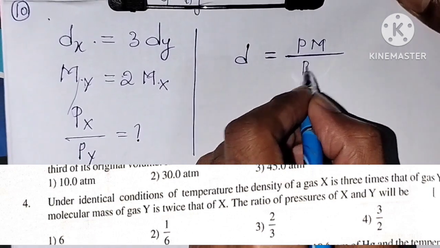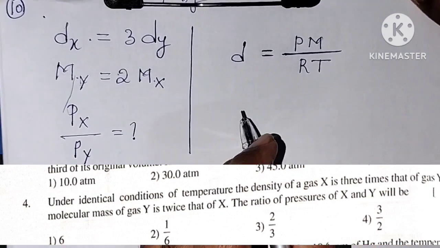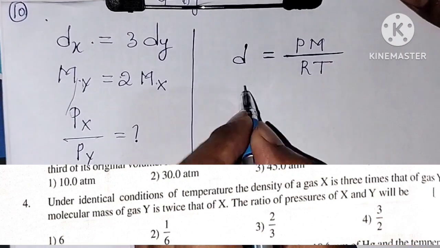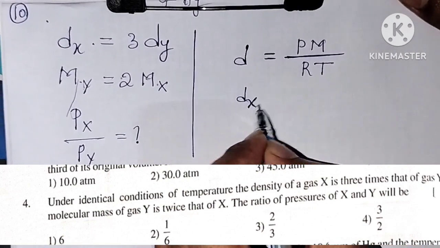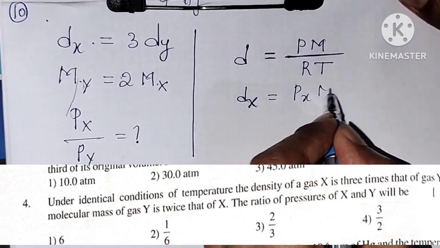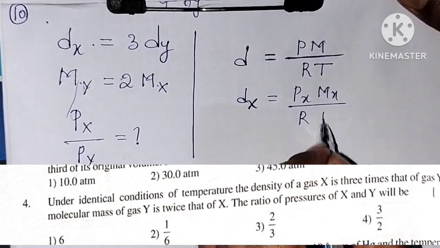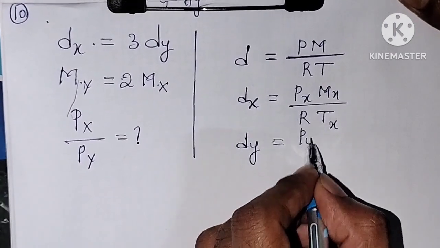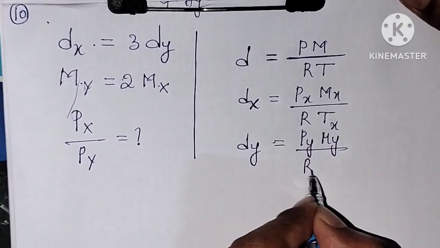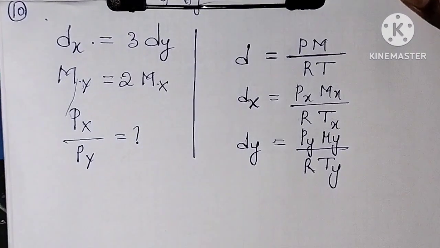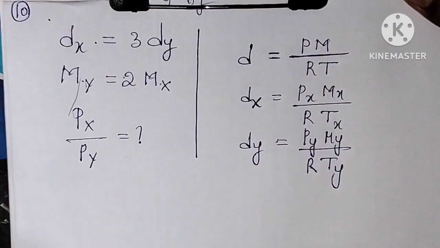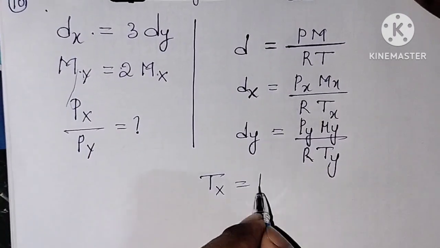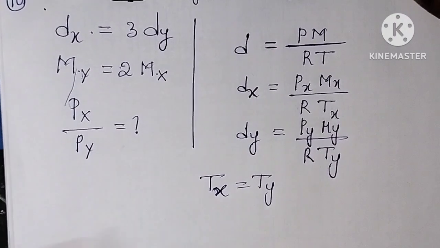D is equal to PM by RT. Given identical conditions of temperature, the temperature is constant. So dx is equal to px mx by R tx, and dy is equal to py my by R ty. And remember, identical conditions of temperature means temperature is constant, so tx is equal to ty.